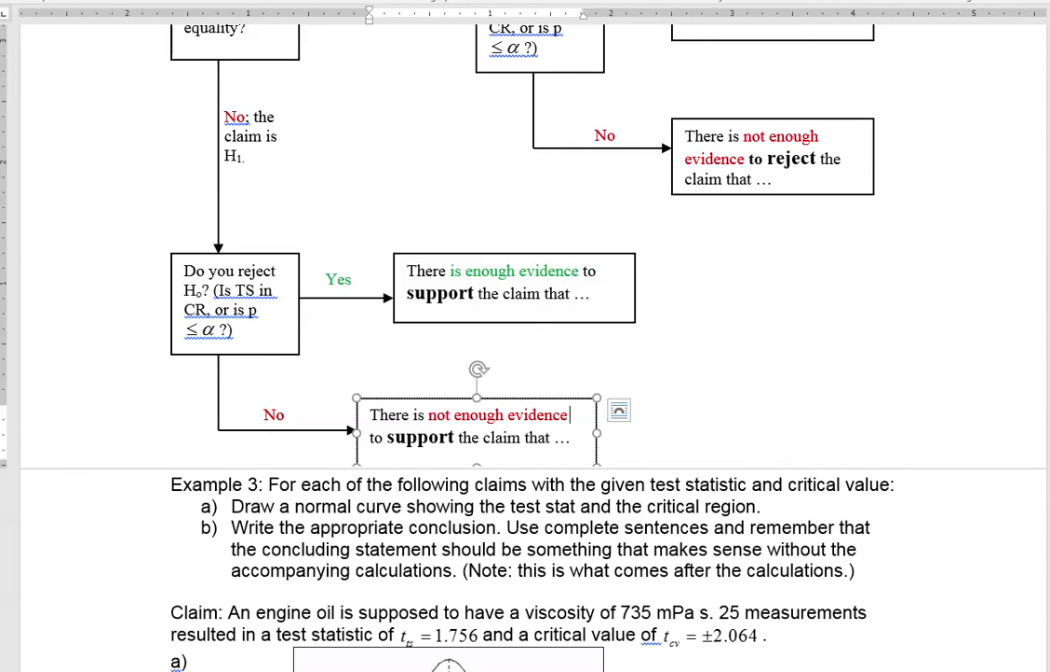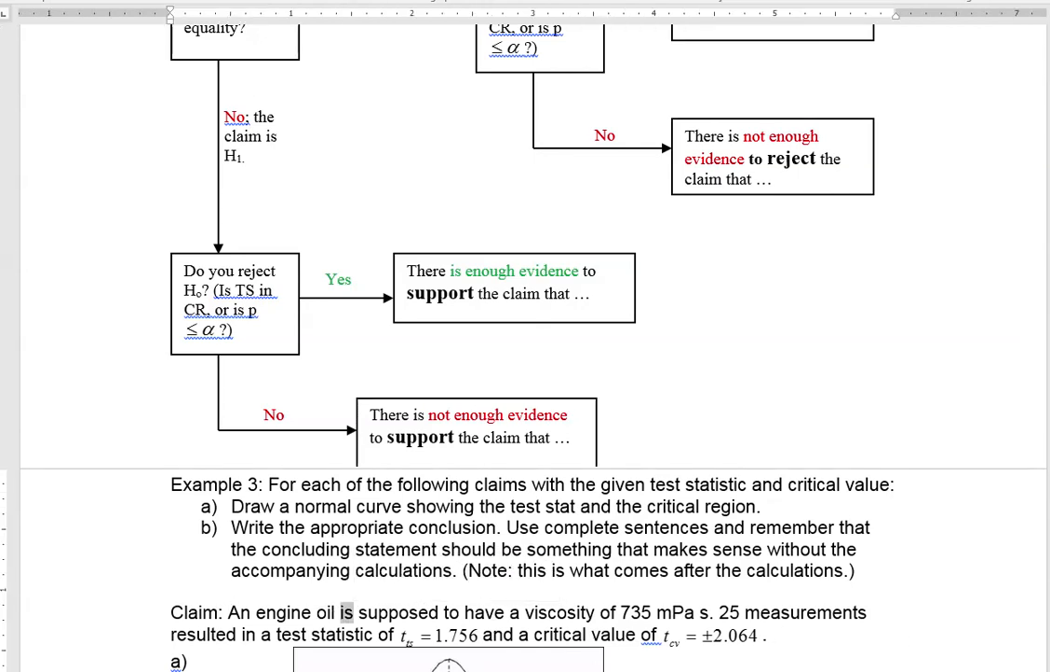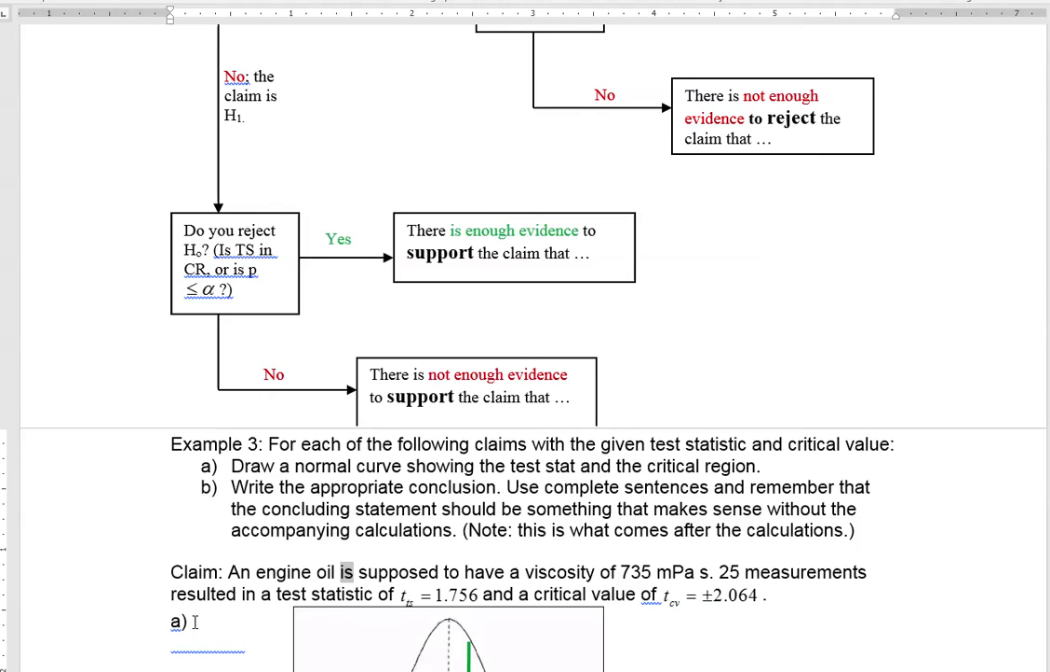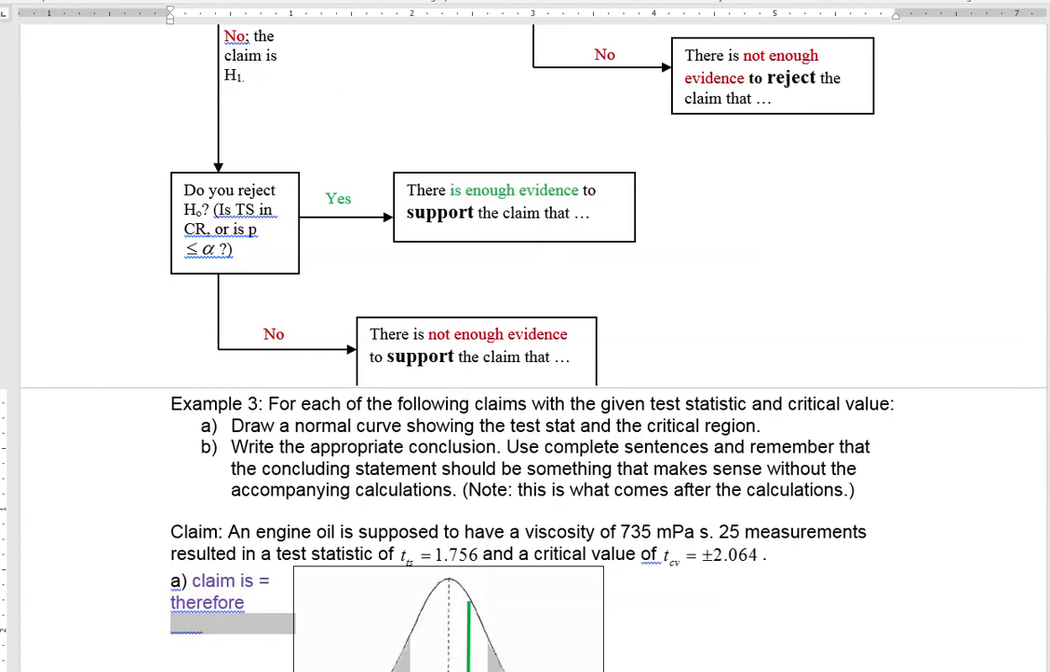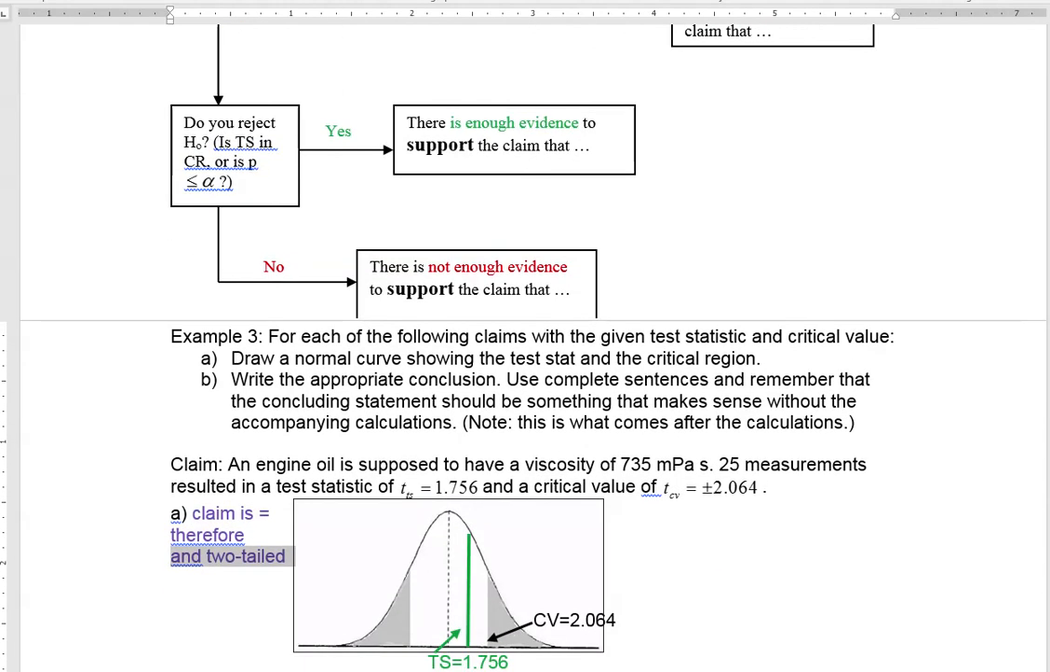So draw a normal curve showing the test statistic in the critical region, write the appropriate conclusion, and use a full sentence. So we have this claim, an engine oil is supposed to have a viscosity of, and we're given a particular amount, 25 measurements resulted in a test statistic and a critical value. And so if we look at this, the engine oil is, right, we've got that keyword again. That's telling us equality. So our claim is H0. It's also telling us that our claim is two-tailed, right? Because we have that equality.